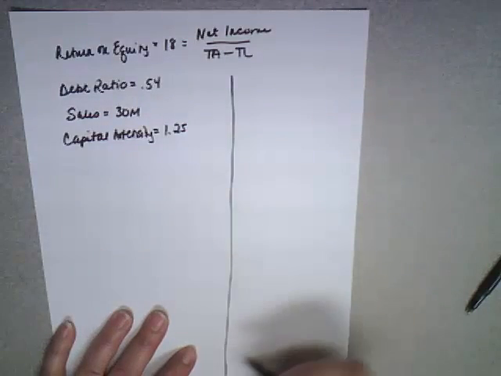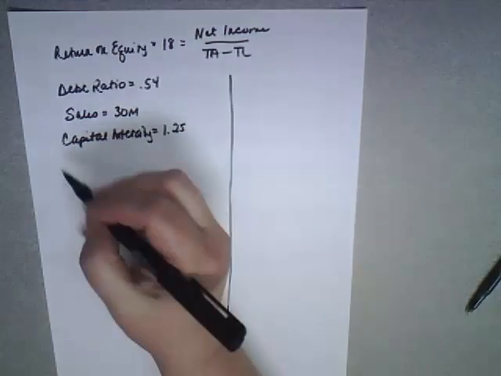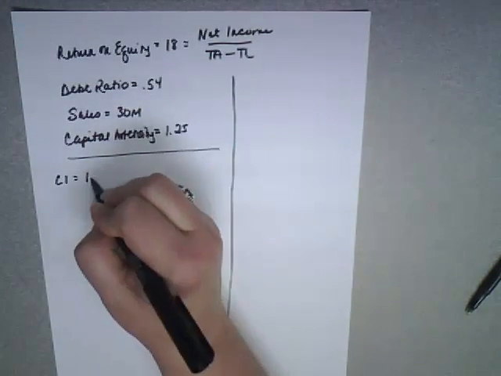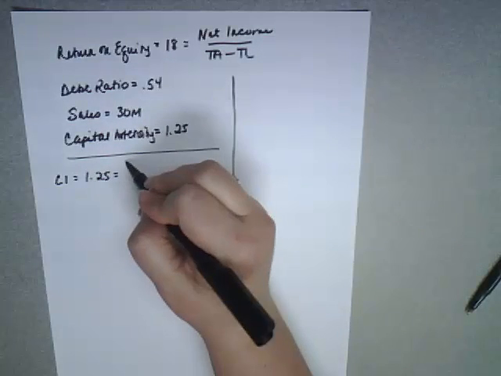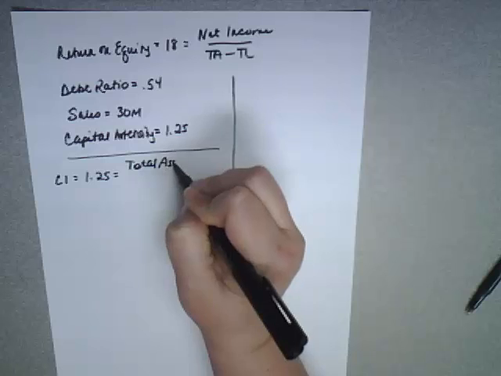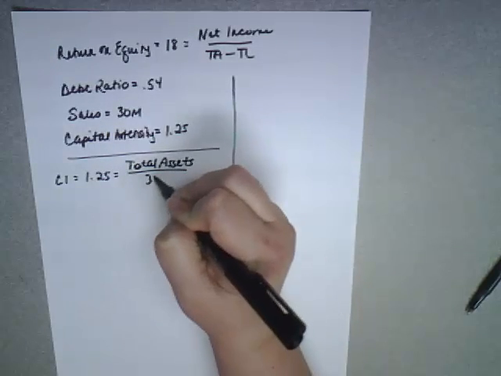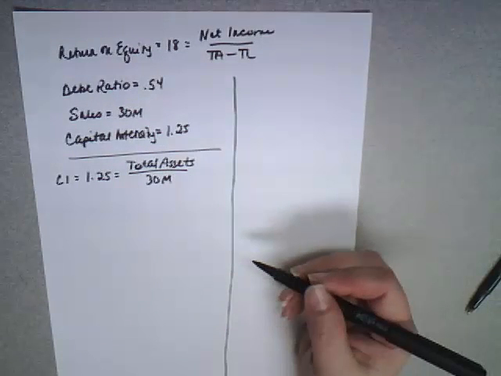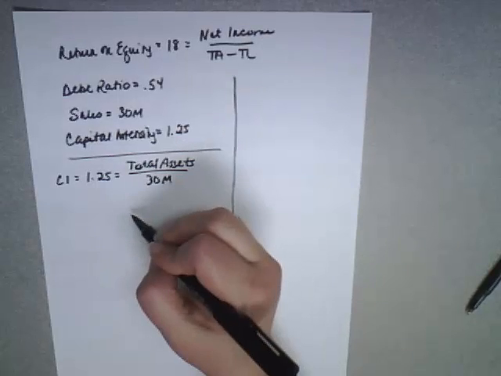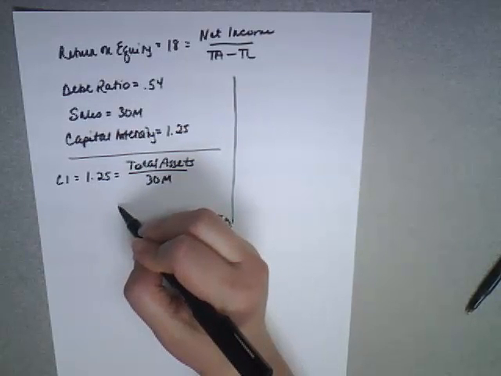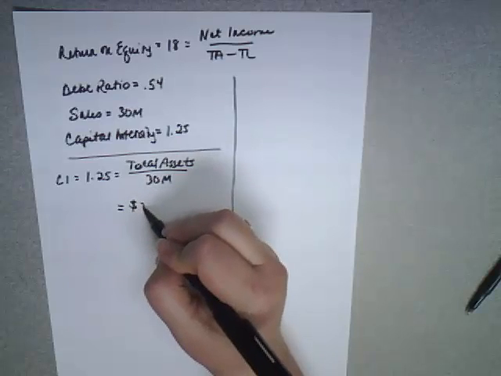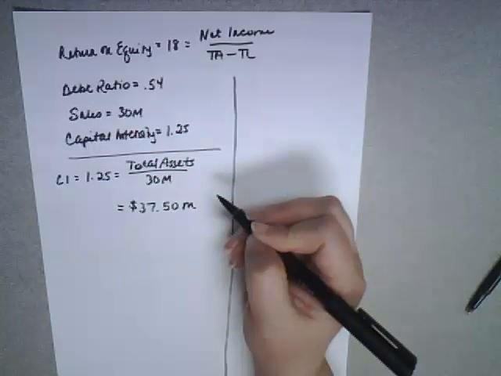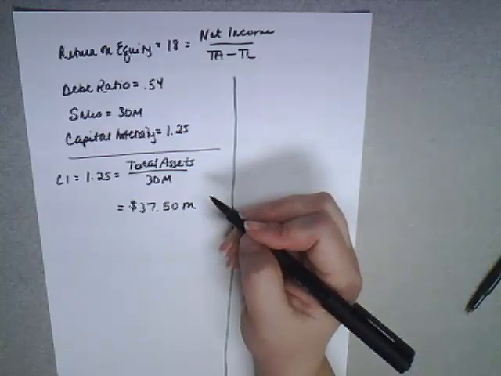So if we start with the capital intensity ratio, which if we're going to solve this problem, we'll divide this right down the middle. We'll start working through this problem here. So if we take our capital intensity ratio of 1.25, and that's defined by the total assets divided by sales, which we know to be 30 million, and when we cross multiply that out, we're going to end up with total assets of $37.5 million.